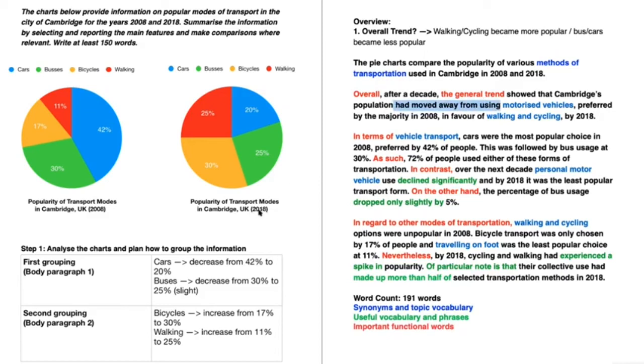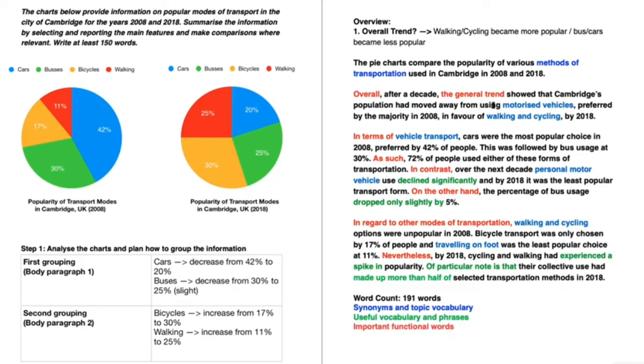That is because this is in 2018. Right now, we are in 2020. But in any case, it doesn't matter which year we're in after 2018. Since we're after 2018, you need to use the past perfect when talking about something that happened in the past from a past standpoint. So it says here, it showed that Cambridge's population had moved away from motorized vehicles in 2018. And that was preferred by the majority in 2008. And so you see how we have to use the past perfect when talking about this.